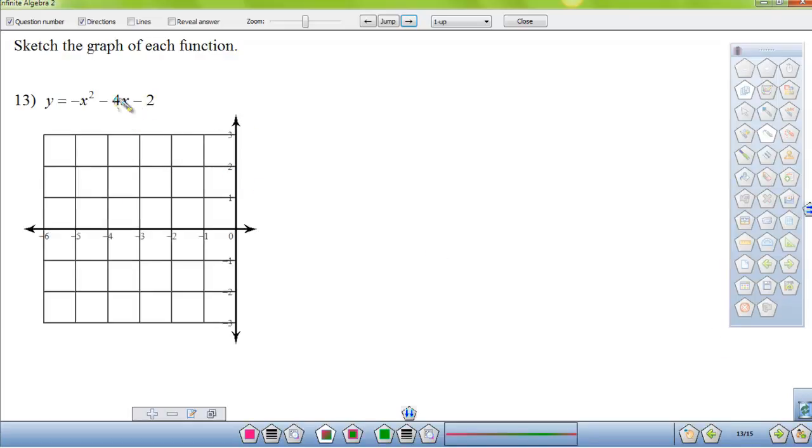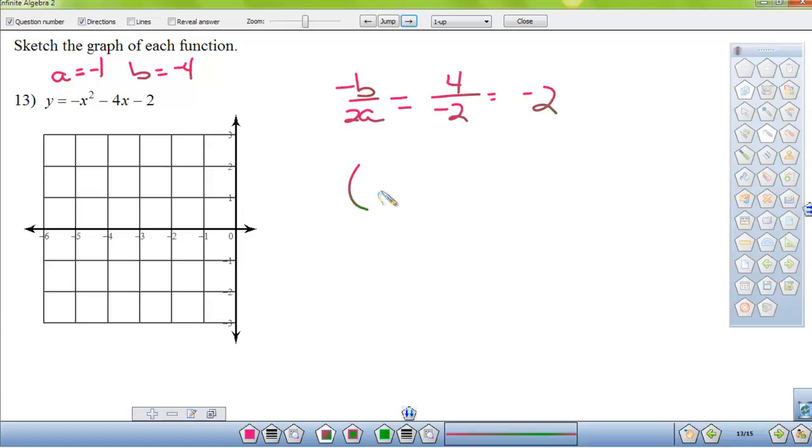And on this one, we're going to graph this parabola. First thing we need to do is find the vertex. As I look at this, I see that a is equal to negative 1, which makes it a concave down parabola, and b is equal to negative 4. So when I plug these values into negative b over 2a, I get a positive 4 over a negative 2, which is equal to negative 2. And now I need to run that negative 2 through the equation. So that's a negative 2 quantity squared minus 4 times negative 2 minus 2.